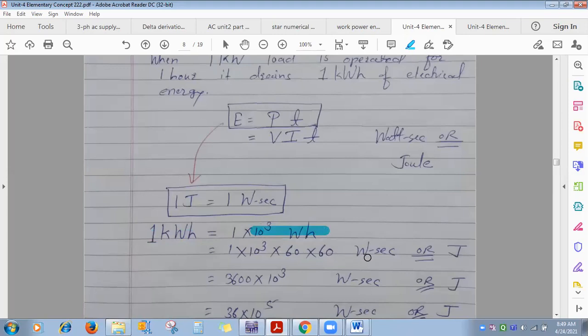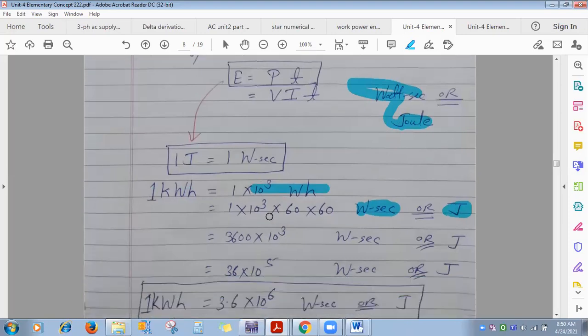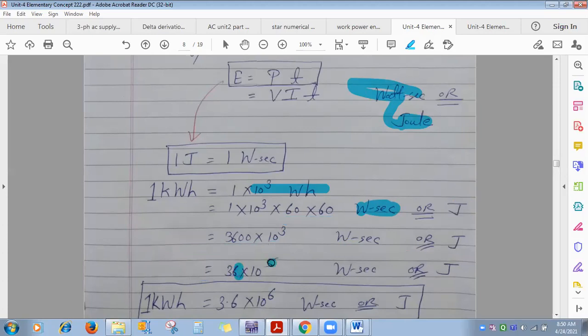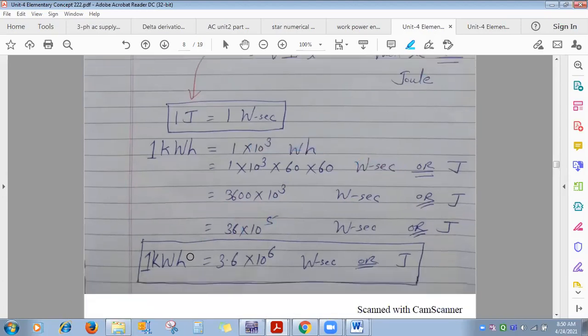The same in watt second, how can you write it? 10 to the power 3 into 60 into 60, it will be watt second, and 1 watt second is 1 joule. If you simplify it, 60 into 60 is 3600 into 10 to the power 3. The same thing I can write as 36 into 10 to the power 5. A more simplified form is 3.6 into 10 to the power 6. Here only one digit, 6, is there, so it is easy to keep in your mind. That's why this is the simplified form.